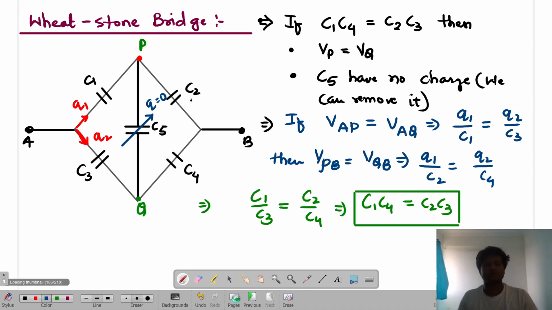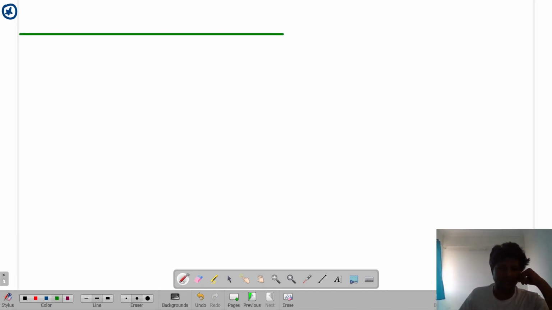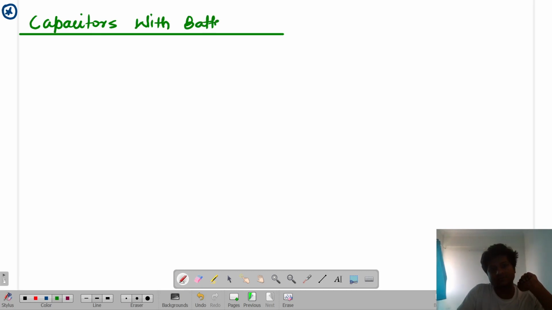Now look here. To solve any kind of numerical problem in capacitors, basically we are given the capacitances with batteries, isn't it? So to go to many different cases of a series parallel combination, the first thing you'll study is the capacitors with battery. Are you able to get me?